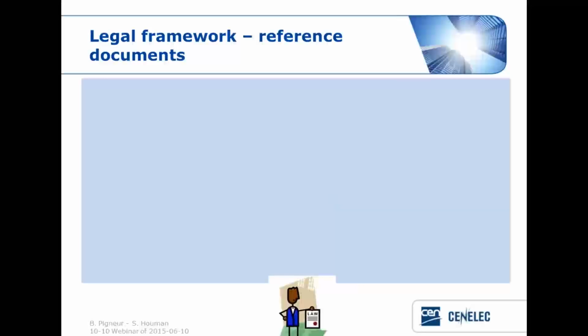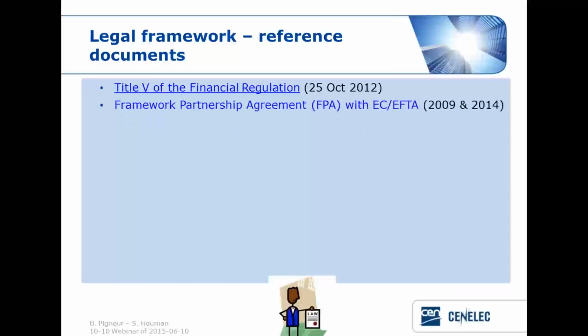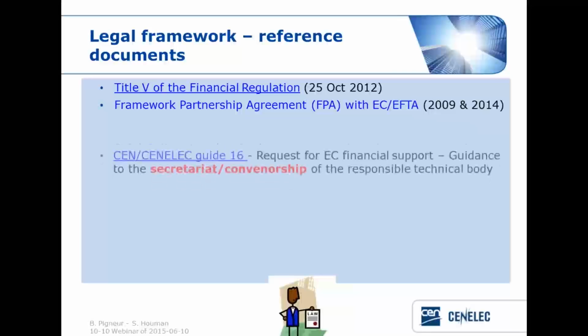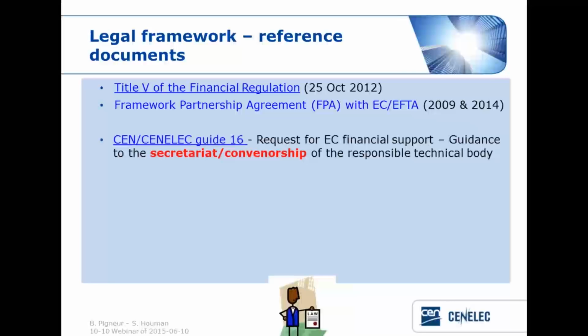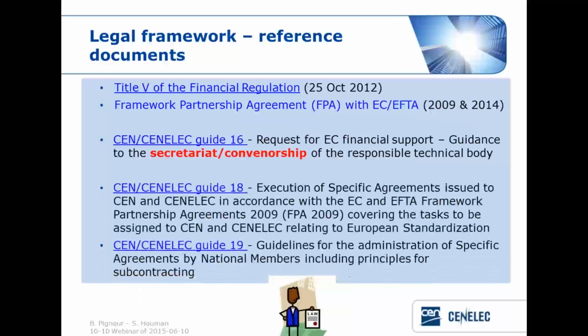The legal framework of the call for tender. There are several documents. The first reference is Title 5 of the Financial Regulation. The second one is the Framework Partnership Agreement 2009 and 2014. The other references are the CEN and CENELEC Guides 16, 18, and 19. But it should be noted that the CEN and CENELEC Guide 18 is under revision because this version only tackles the execution of specific agreements under FPA 2009, and we have to include the updates with the FPA 2014.